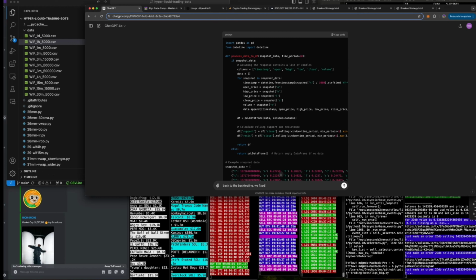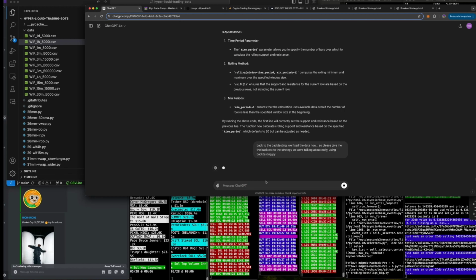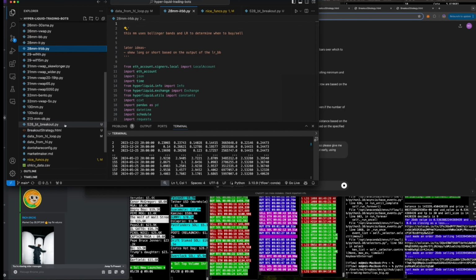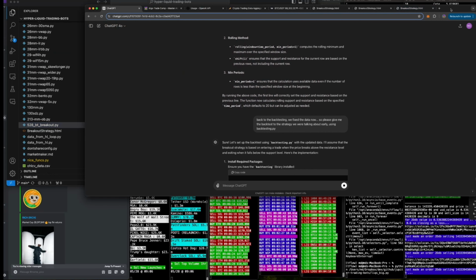We fixed the data now. So please give me the backtest to the strategy we were talking about earlier, using backtesting.py. Let's see its memory. See how it does. See if it can just pick it up. I don't know. We'll see. Let's go, 528 backtest. Okay, she's thinking over there.